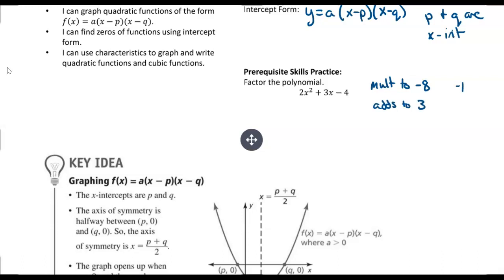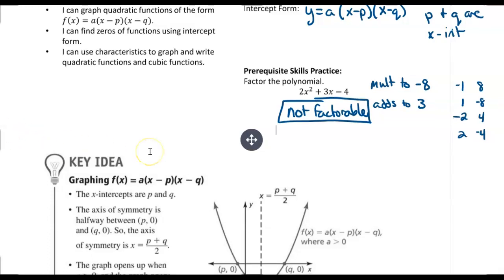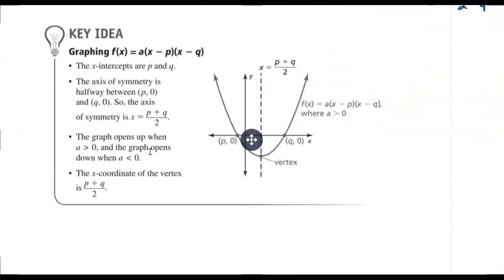So we think about things that multiply to negative 8. I'm going to make my list here. And none of those add to 3. So when that happens, it is just not factorable. We haven't seen a whole lot of that, but it completely happens. It's definitely okay. We just want to make a note: okay, that's not factorable. Okay, so our new format is intercept form.